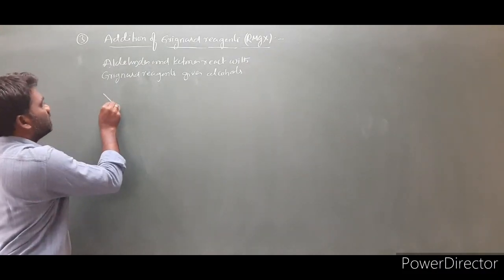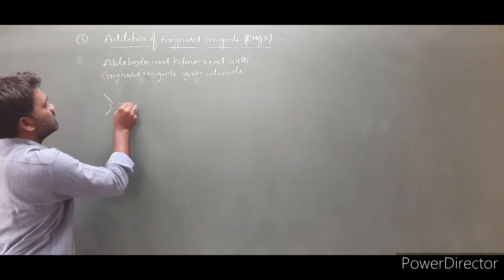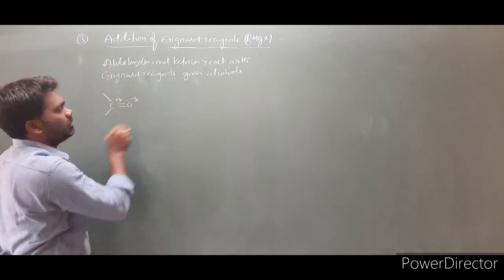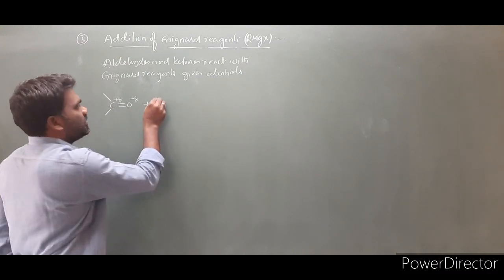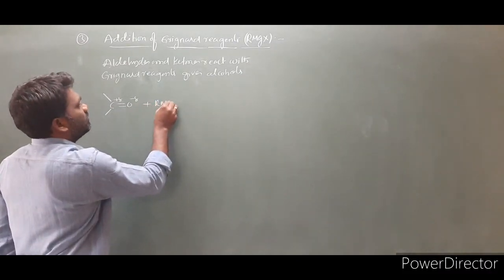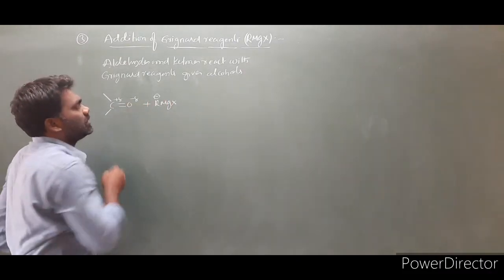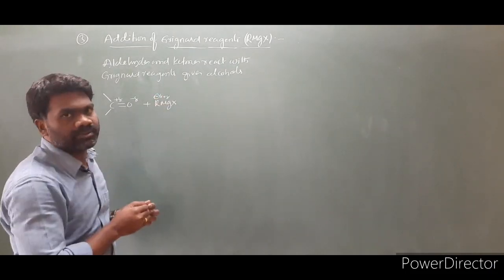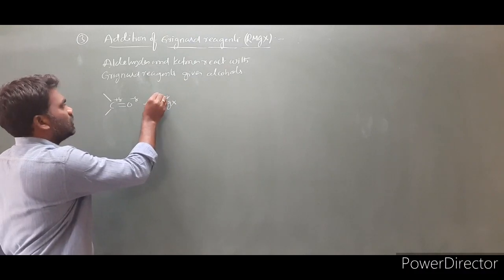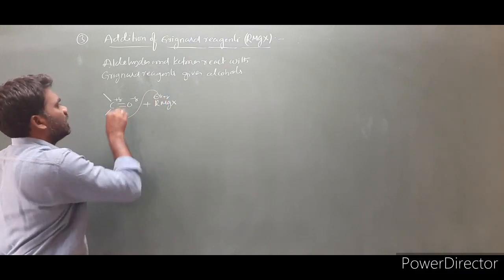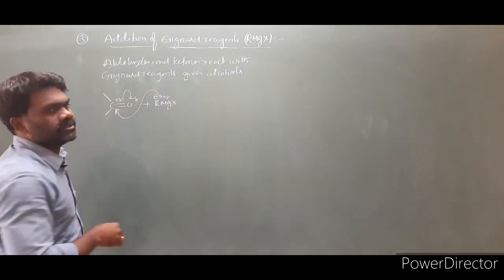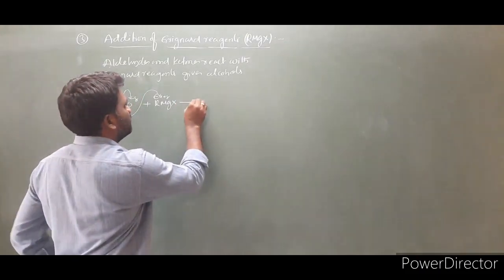I'm taking the general representation of aldehydes and ketones, R C double bond O. This is the partial negative charge, this is the partial positive charge. I'm taking RMgX. The alkyl group has a negative charge and magnesium has a partial positive charge. This negatively charged alkyl group attacks the carbonyl carbon like this. Then this bond is polarized towards oxygen. Then what is the product we can expect from this reaction?